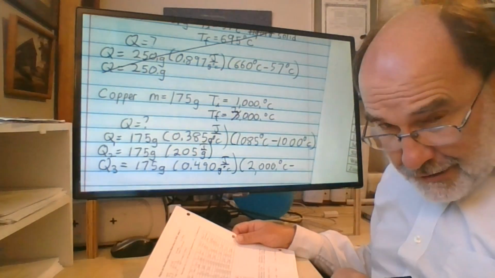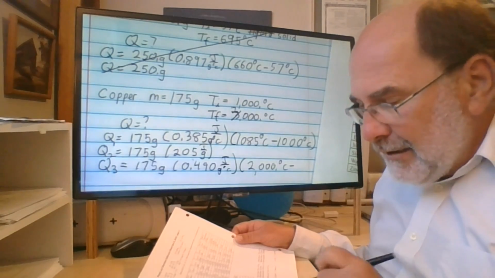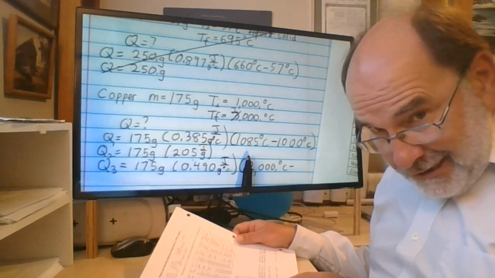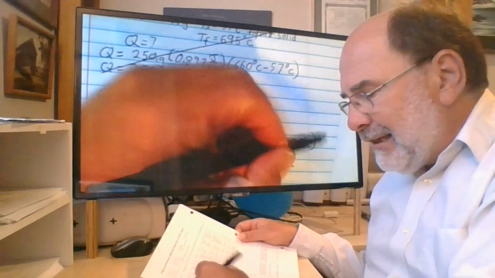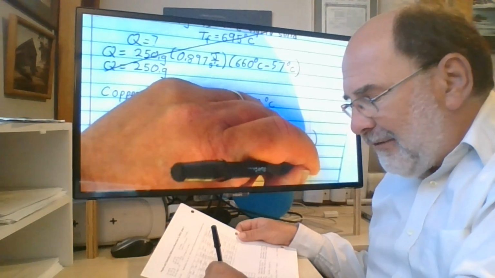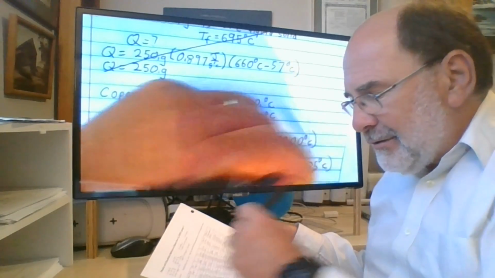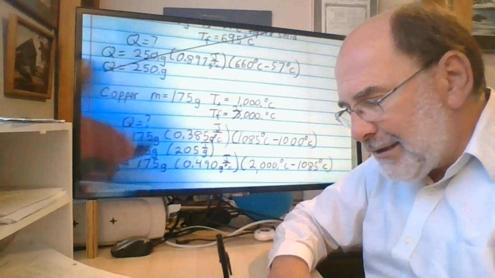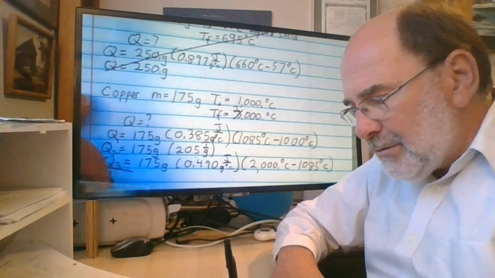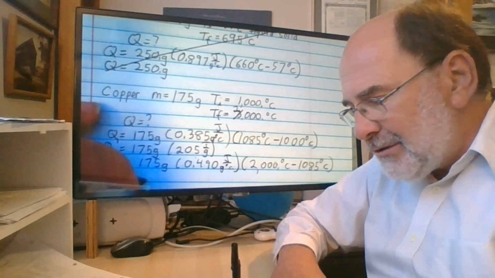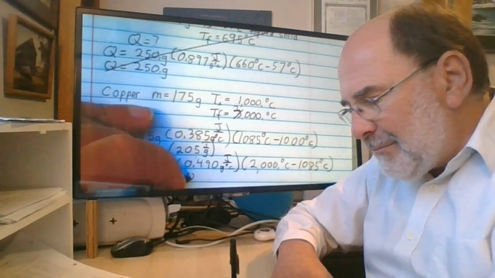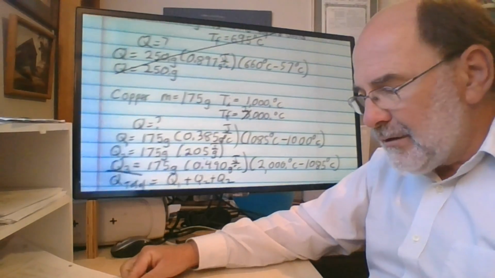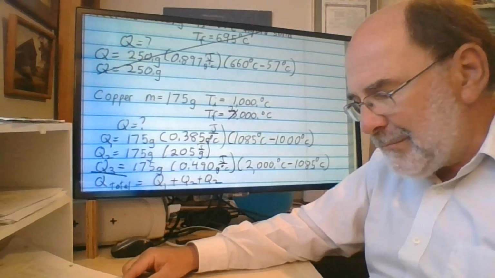The initial temperature is not 1000 degrees Celsius, it's the melting point of copper. So I'm beginning with melted copper, and that's at a temperature of 1085 degrees Celsius. I now have my three heat calculations, and the total heat energy it takes to do this problem is the summation of the heat energies for each of the individual steps. So you can go ahead and calculate it, beat me to the punchline.